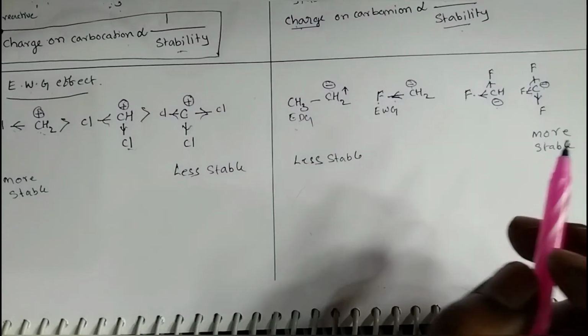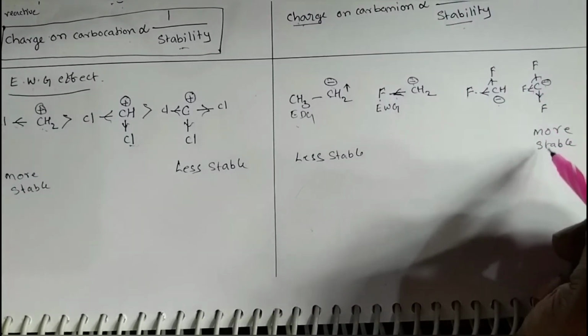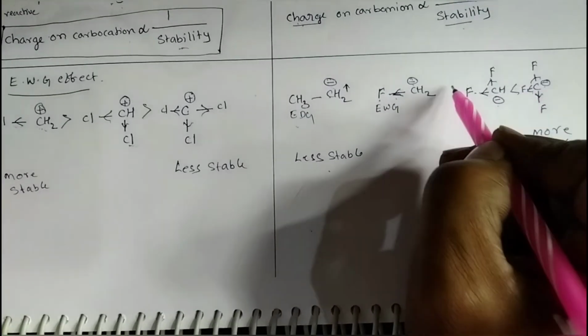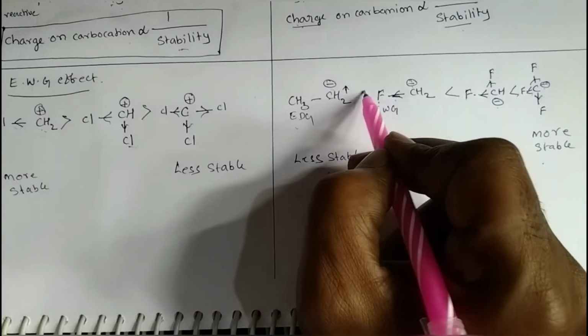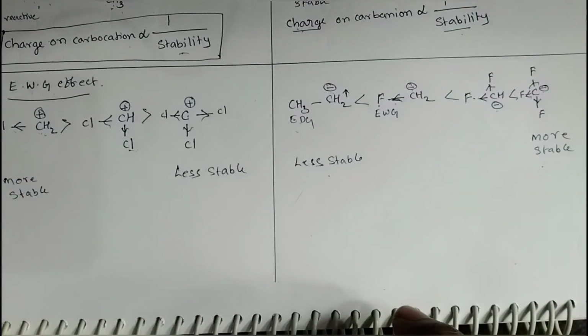Okay, then how is the stability order presented for this? Okay, stability: this one is more stable, this is less stable. So this one is more than this one, and this one is more than this. So this is the stability order for this compound. Next example.